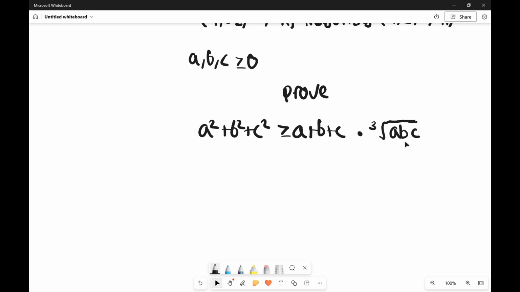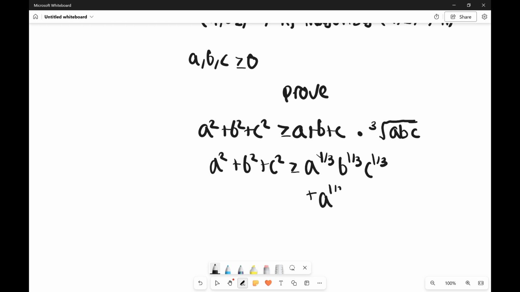And we just want to prove a special case where abc is equal to 1. And both sides have the same degree. And now we can try applying tools like AM-GM and Muirhead. So this expands to a squared plus b squared plus c squared is greater than or equal to a to the 4/3 b to the 1/3 c to the 1/3 plus a to the 1/3 b to the 4/3 c to the 1/3 plus a to the 1/3 b to the 1/3 c to the 4/3.